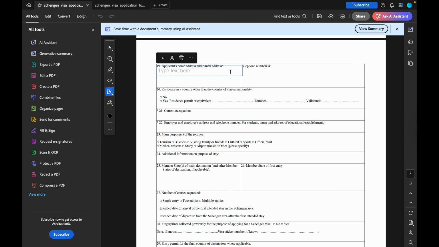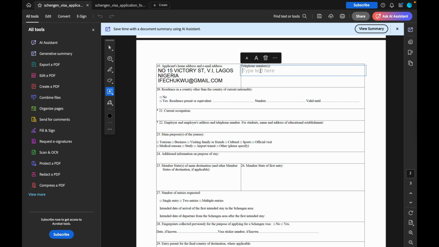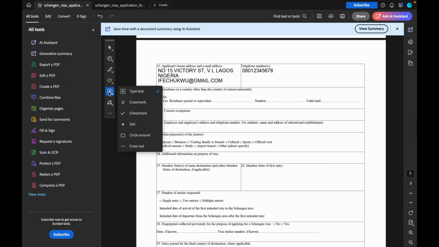Applicant's home address and email address. So here we just put it at number 15 Victory Street, VI, Lagos, Nigeria. Put the email address ifechukwu@gmail.com. Then put phone number 08012345678. That's about it. Residence in a country other than the country of your nationality. Are you resident in a country other than the country of nationality? In this case, it's no.